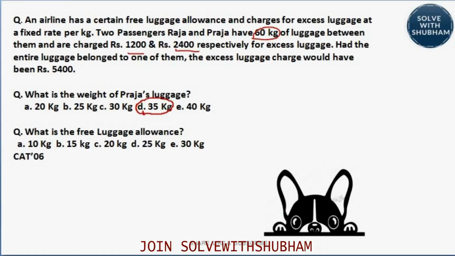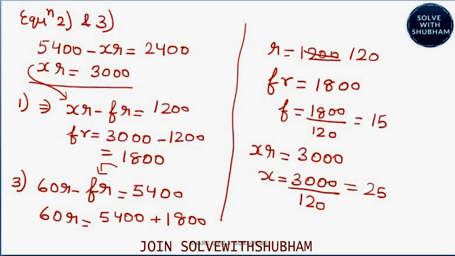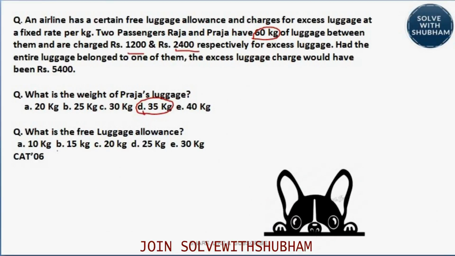What is the free luggage allowance? Free luggage allowance, we had assumed it to be F kg. We got F as 15. So our answer has to be option number B, 15 kg.